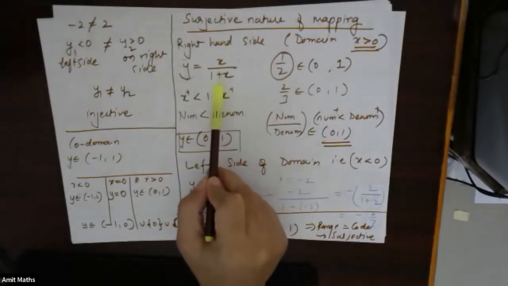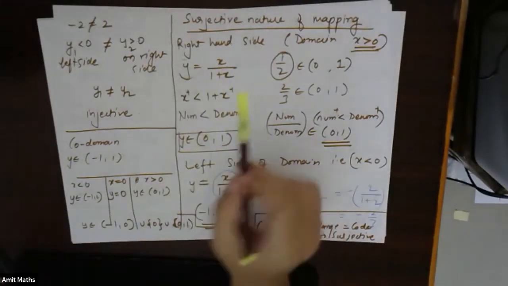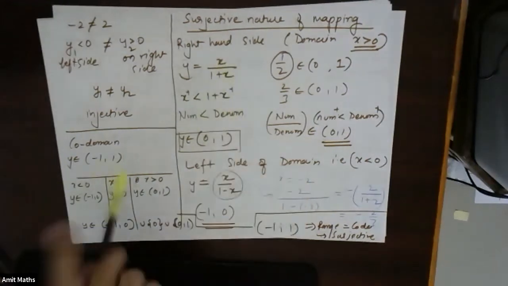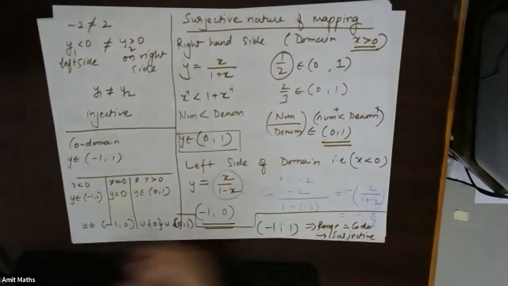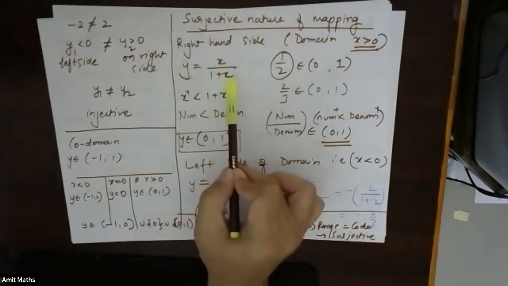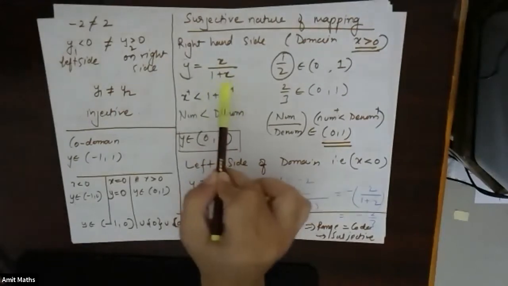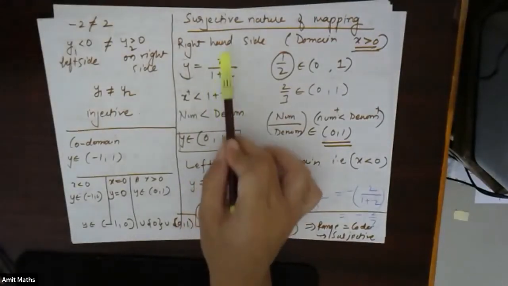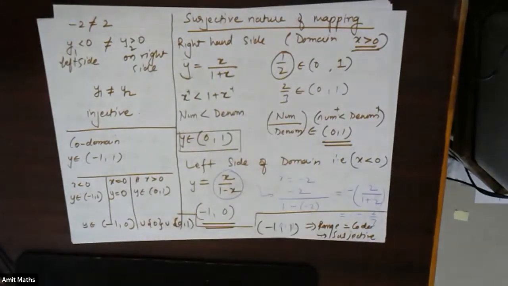It will never be 1, because the denominator will always get added up, since the original function was x upon 1 plus mod x. So no matter what the value of x is, it will always get added up with 1. So the denominator in magnitude will always be greater than the numerator in both cases.